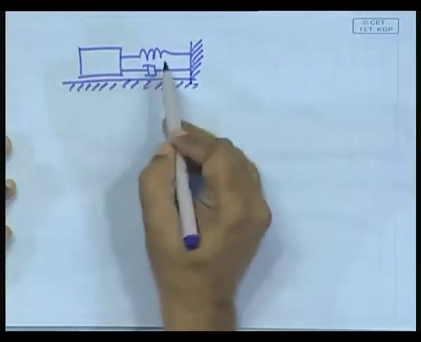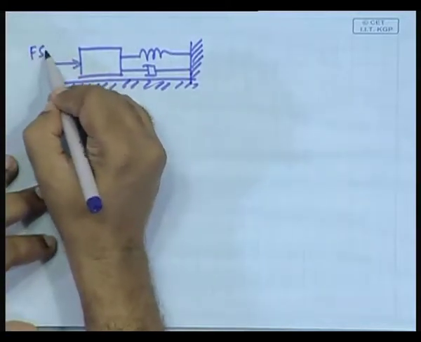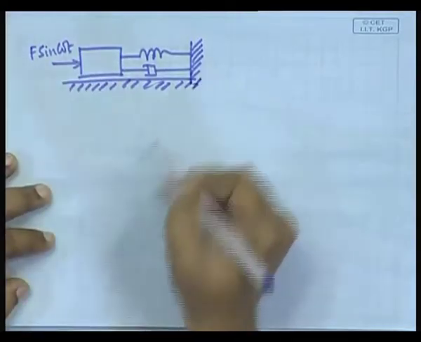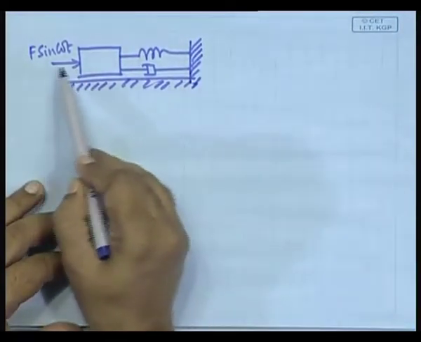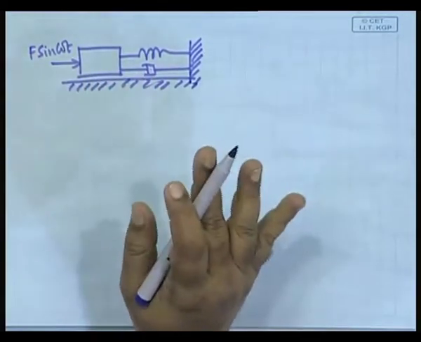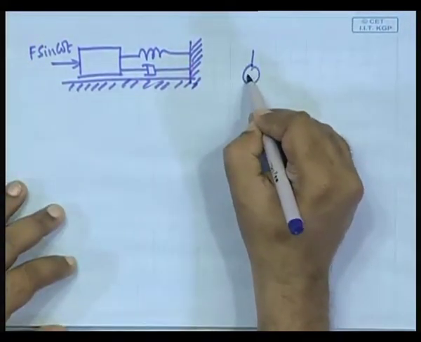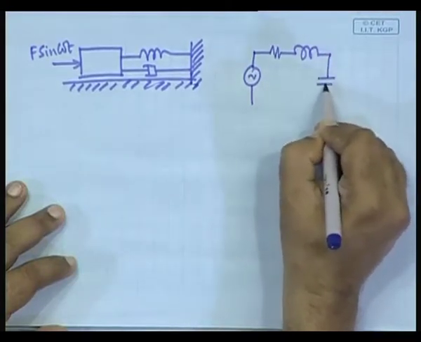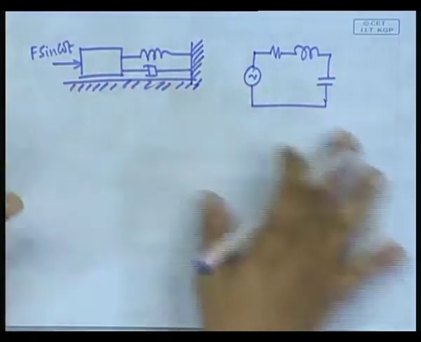A mass, spring and damper, and there is a forcing function which is your F sin omega t. So, you have got a mechanical system whose applied force is a sinusoidal force F sin omega t, and there is a mass, spring and damper. That is an equivalent of a circuit something like this. So, their dynamics will actually be the same.